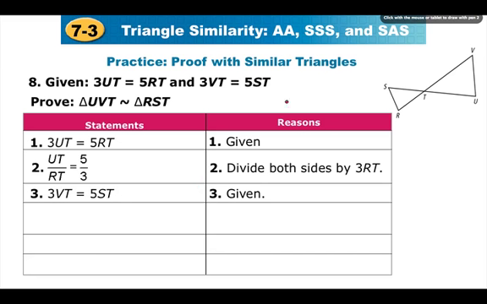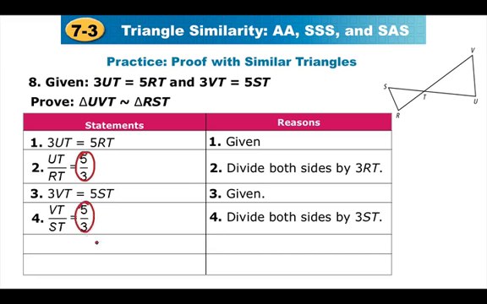Then I write the second given. I divide both sides by 3ST, and then I get the following. Notice that these two ratios give me the same ratio. And if you go back to the picture, these are ratios of corresponding sides.